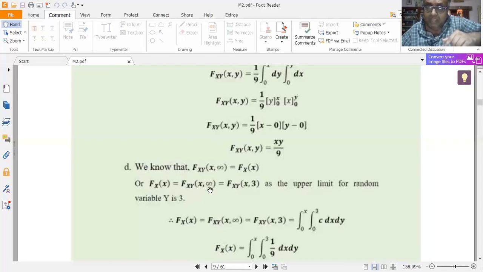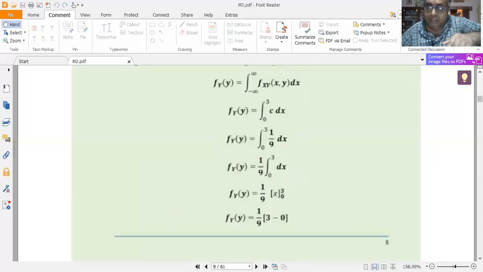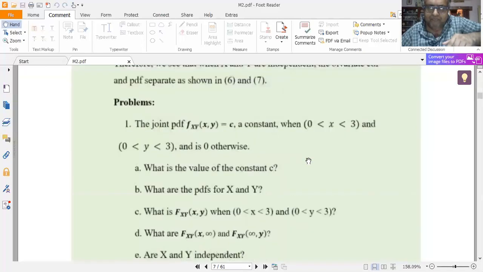How do I convert it? It is Fxy of x comma infinity, which is equal to Fxy of small x. Small x would remain as it is, but now this infinity would get replaced by the upper limit as given in the problem corresponding to the random variable y. But how to get that? That is given in the problem statement: 0 less than y less than 3. For y, 0 is the lower limit, 3 is the upper limit. So Fxy of x comma infinity would get replaced by Fxy of x comma 3, because the upper limit of y is 3.